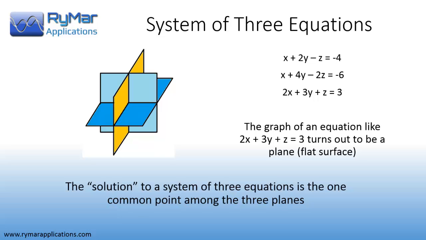When we're solving a system of equations, what we're looking for is one common point between all three planes. We're looking for one x, y, z triplet that works in all three equations at the same time. Graphically, this means the intersection of those three planes.